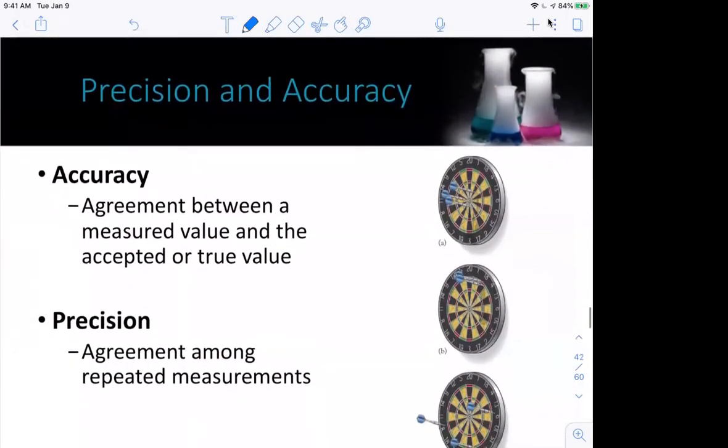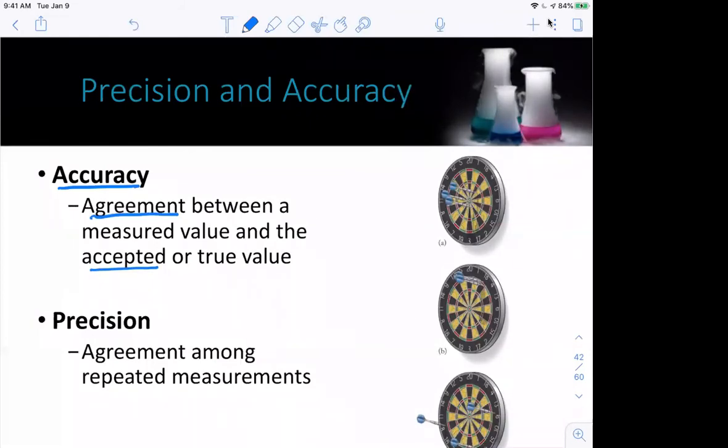Now, here's another thing. We've talked a lot about precision, but what does that actually mean? Accuracy and precision go hand in hand when I'm making measurements in the laboratory. Accuracy is the agreement between measured values and the accepted or true value.